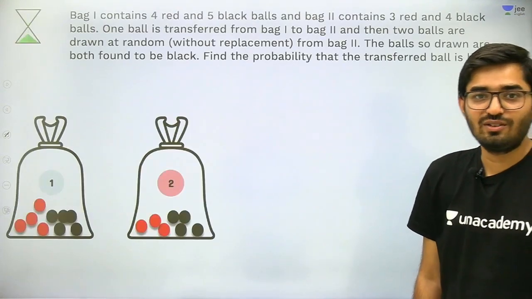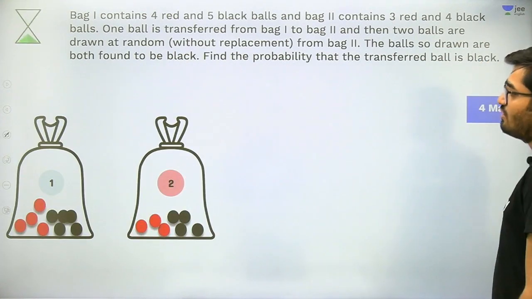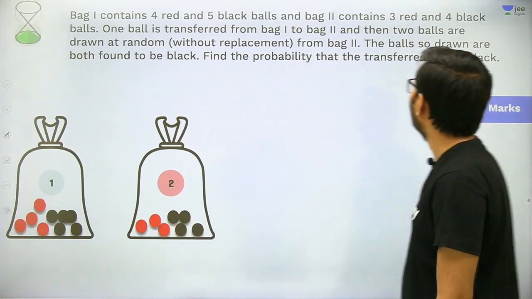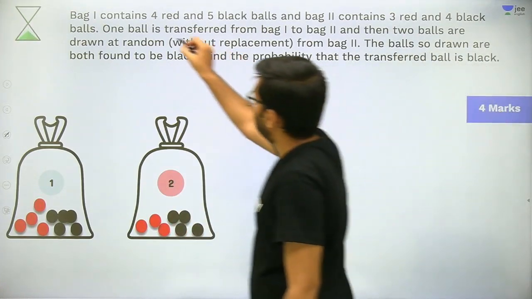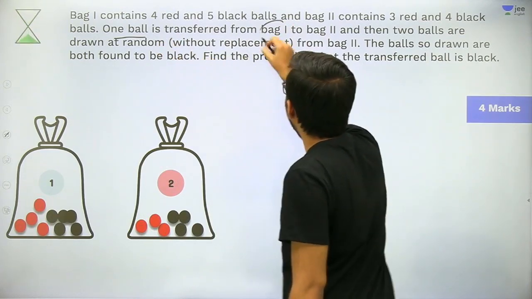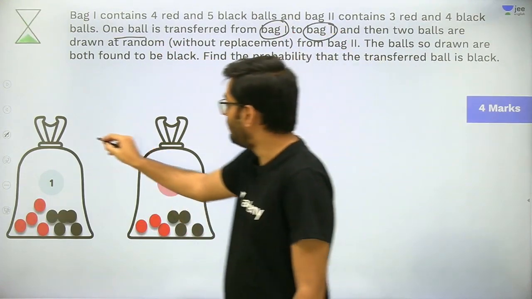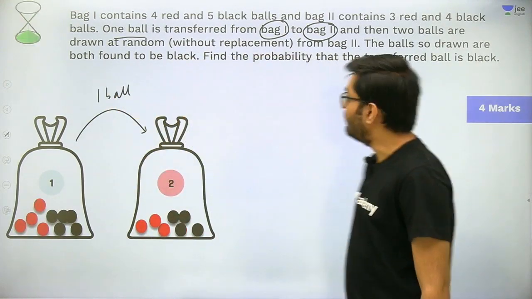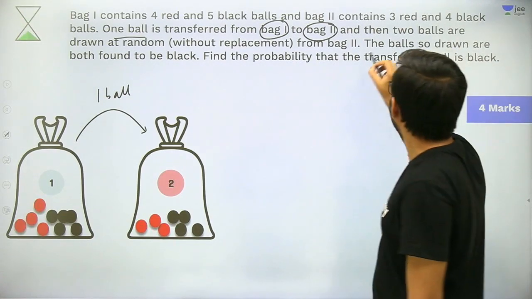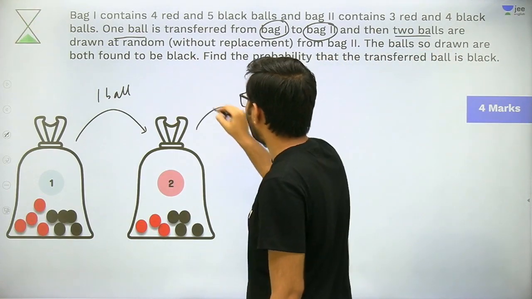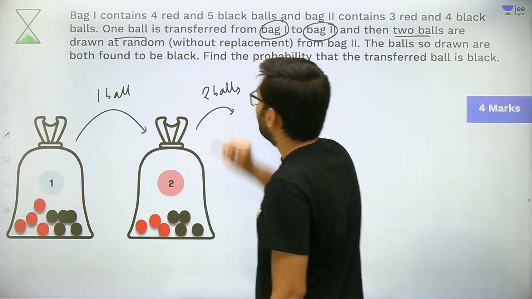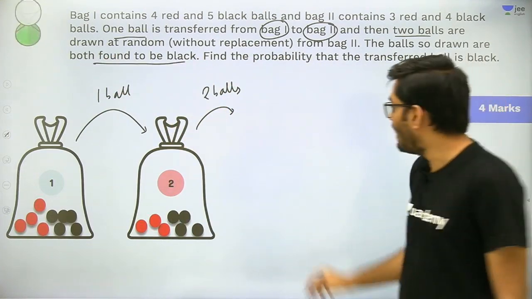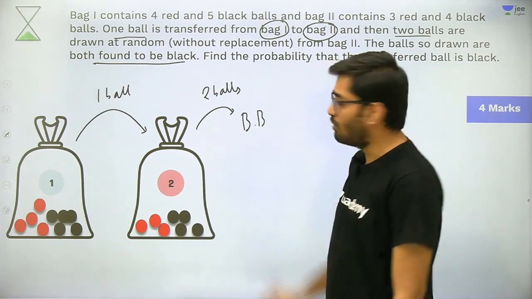Yes, okay, let's go to the next question. Bag 1 has 4 red and 5 black balls. Bag 2 has 3 red and 4 black balls. One ball is transferred from bag 1 to bag 2, and then from bag 2 we draw out 2 balls. It is given that both balls found are black.